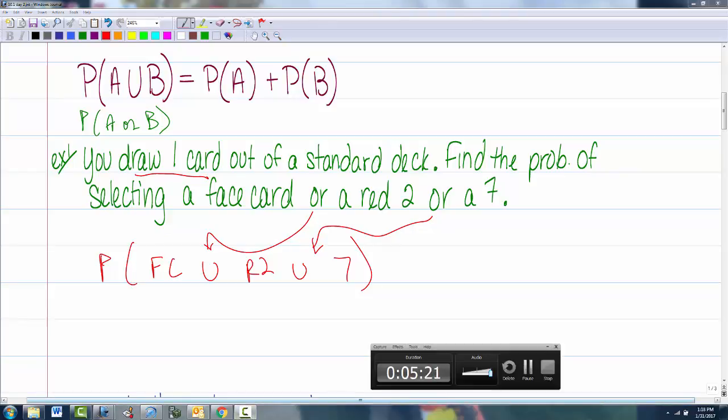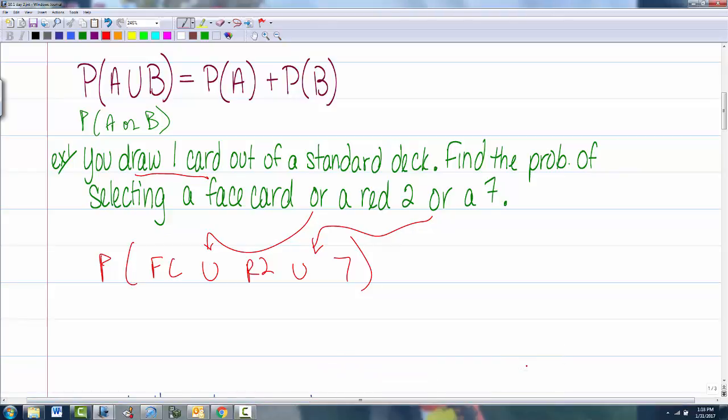Very specific. Why is this mutually exclusive? Is a red 2 a face card? Is a red 2 a 7? Is a 7 a face card? No, these are all unique with no intersection. How many face cards are there? We already talked about that. 12. There's 3 for each suit: king, queen, jack of every suit.